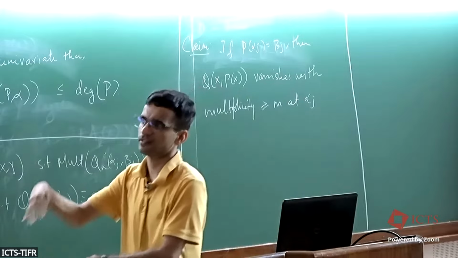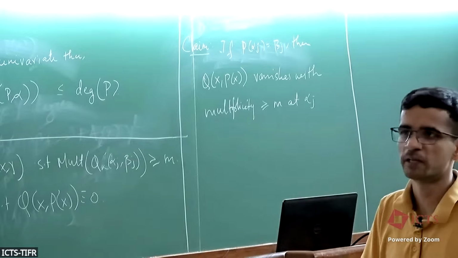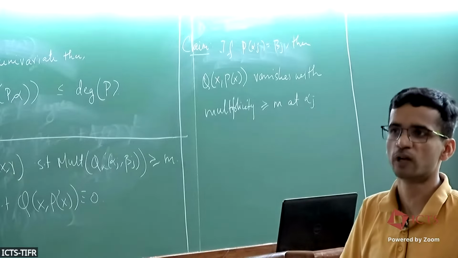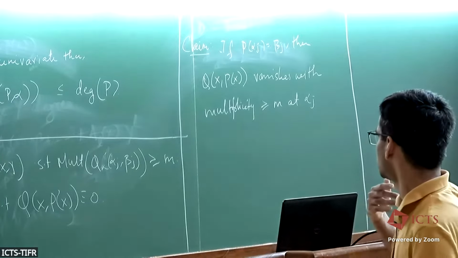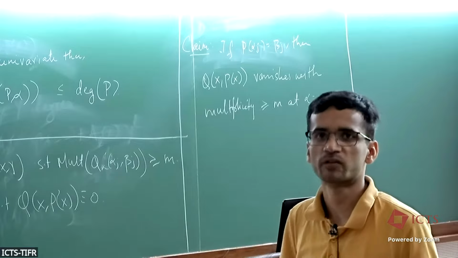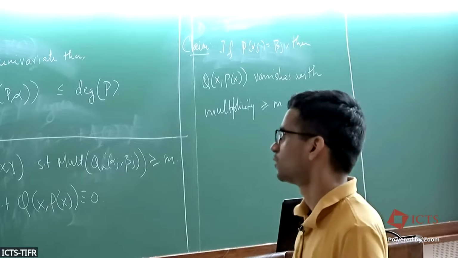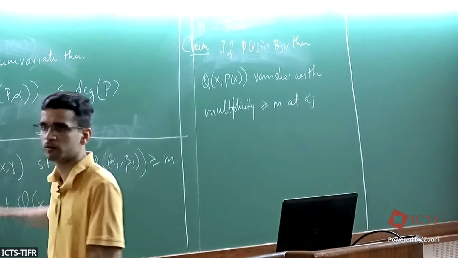So in the analysis so far, we have argued that if P of alpha j equals beta j, then Q of X comma P of X has a 0 at alpha j. Guruswami Sudan argue more. They show that because of the way we had interpolated Q, at every point of agreement, you have a 0 of multiplicity M.